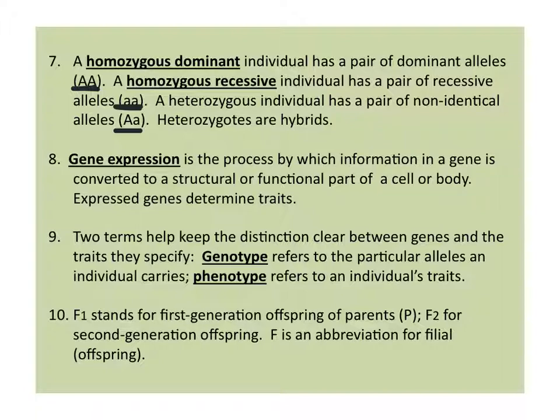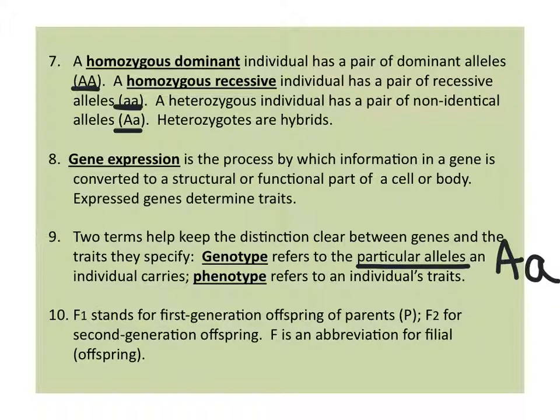Gene expression is the process by which the information in a gene is converted to the actual physical or functional part of the cell or the body. And so this gene expression will determine the traits. To help keep the distinction clear between genes and the traits they specify, we use the words genotype and phenotype. Genotype is the actual alleles, such as big A, little a, or big A, big A, or whatever. The phenotype is literally how they look. For example, red flowers. Okay.